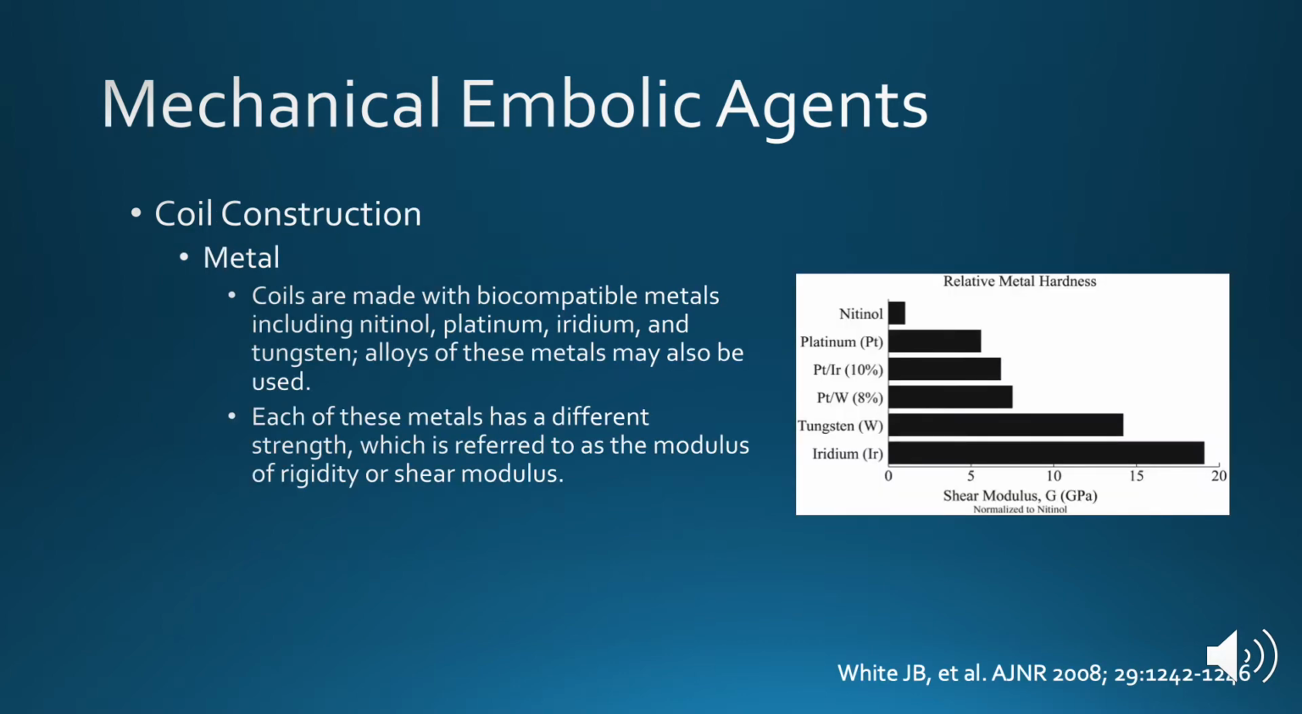Coils are typically made with biocompatible metals, and these include nitinol, platinum, iridium, and tungsten. Alloys of these metals may also be used. Remember, each of these metals has a different strength, which is referred to as the modulus of rigidity or shear modulus.